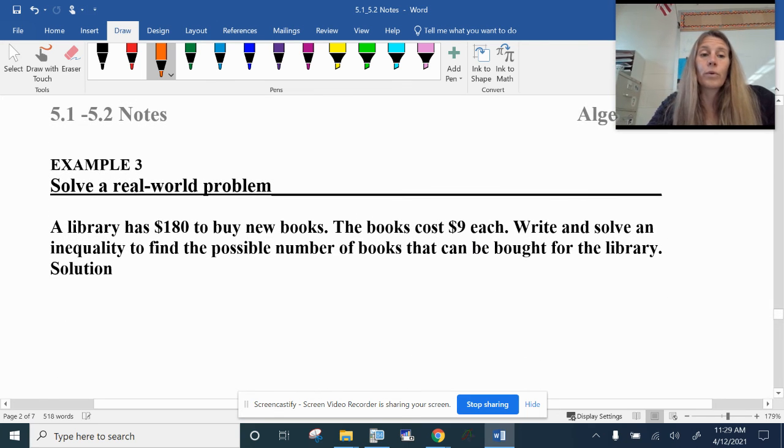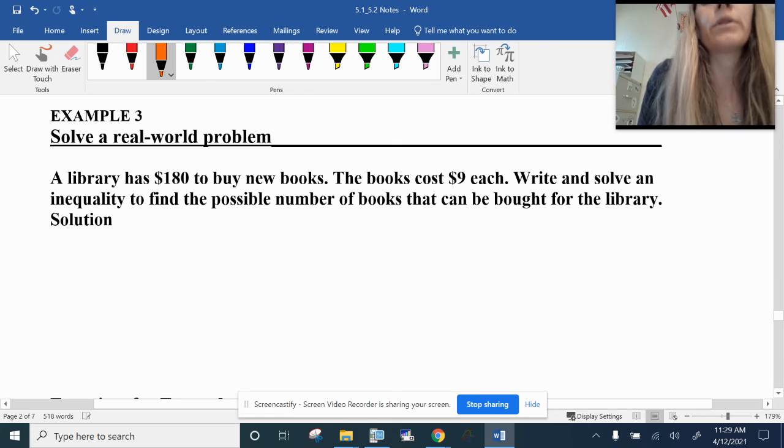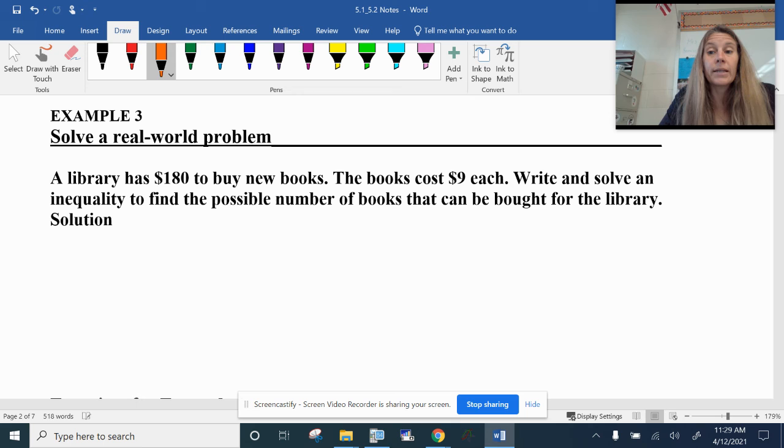So just a couple real world problems. So this one here, we have a library has $180 to buy new books. The books cost $9 each. Write and solve an inequality to find the possible number of books that can be bought for the library.